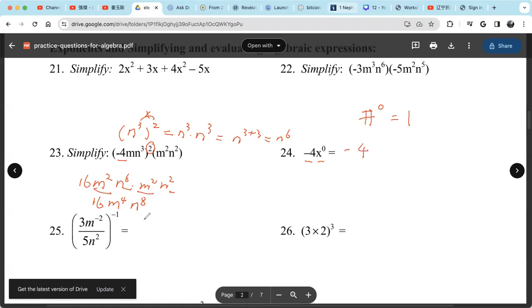Let's see 25. 25, we have outside, we're raised to negative 1. Inside nothing can be simplified, because usually we would like to simplify inside parentheses. But actually, one thing we could simplify: we have this m raised to negative 2, right? That means we send the m to the denominator. So m raised to negative 2 in the numerator means m raised to 2 in the denominator. N squared here, then everything raised to negative 1.